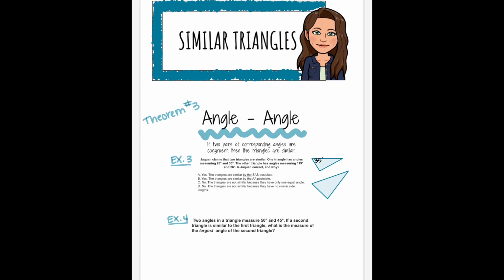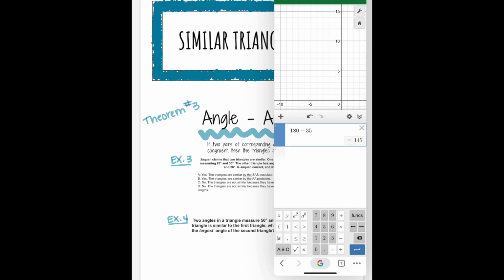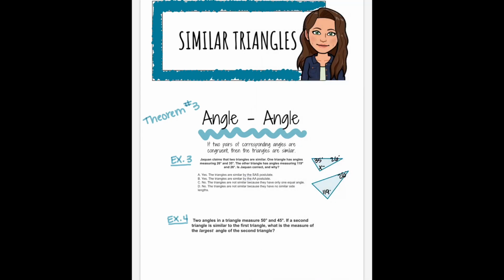In the first triangle, we have 2 angles, 26 and 35. It doesn't really matter where they are. We are just testing this out for the sake of visual purposes. The second triangle has a measure of 119 and 26. We know that all 3 angles in a triangle have to add up to 180. So 180 minus 35 minus 26 is 119.